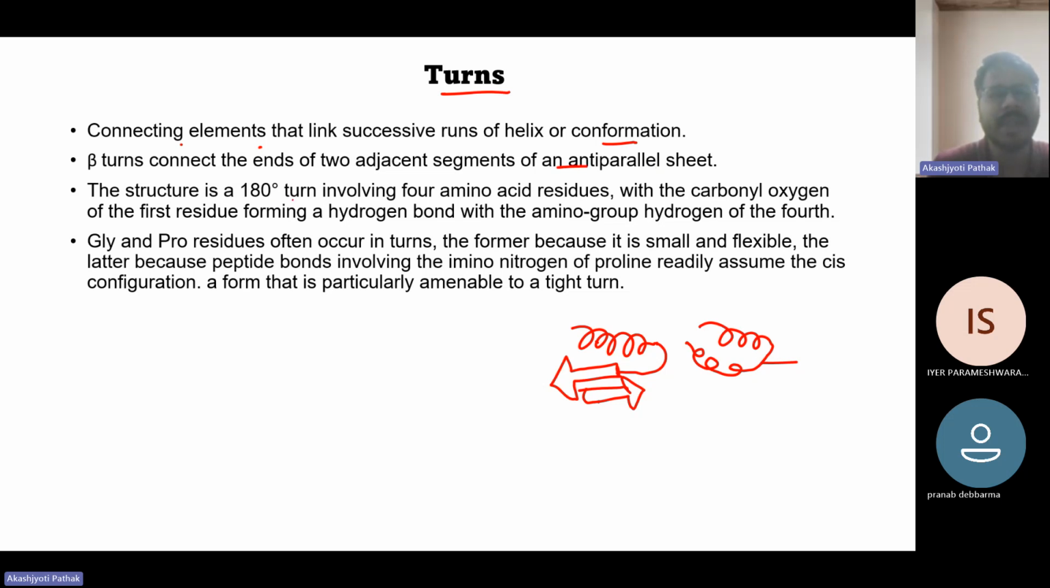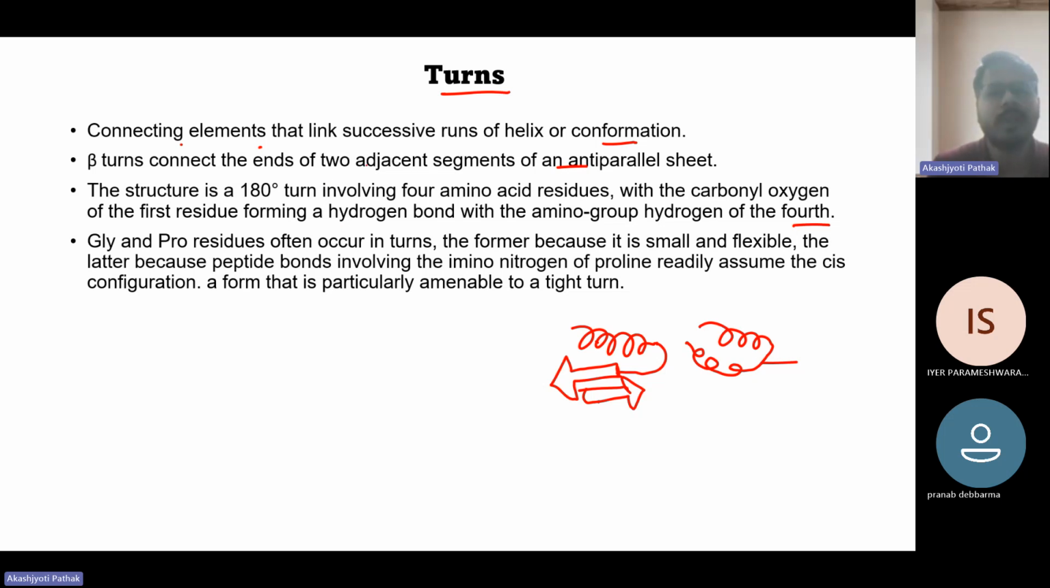The structure is a 180-degree turn involving four amino acid residues, with the carbonyl oxygen of the first residue forming a hydrogen bond with the amino group hydrogen of the fourth. So turns are also stabilized by hydrogen bonds. Here the hydrogen bond is formed between the carbonyl oxygen of the first amino acid and the amino group hydrogen of the fourth amino acid.